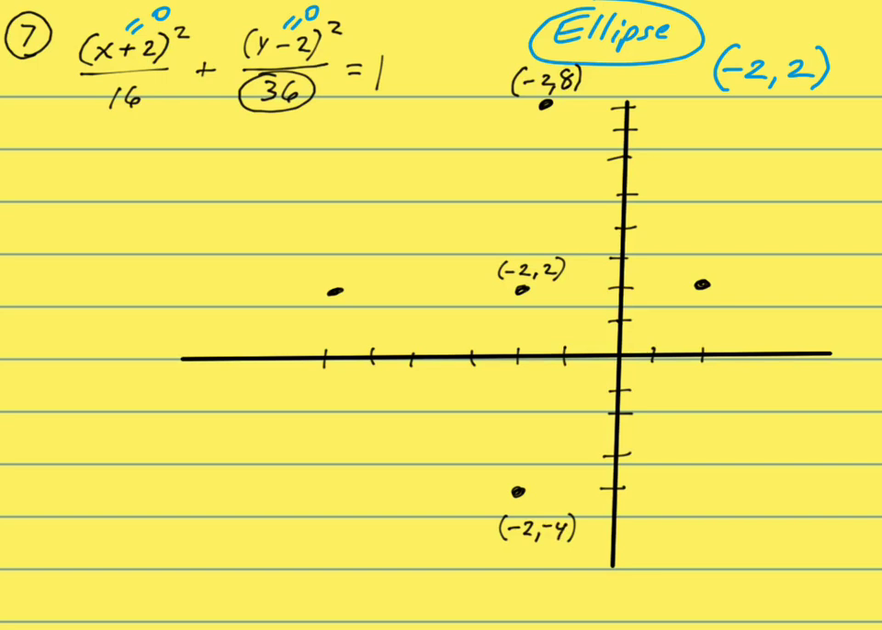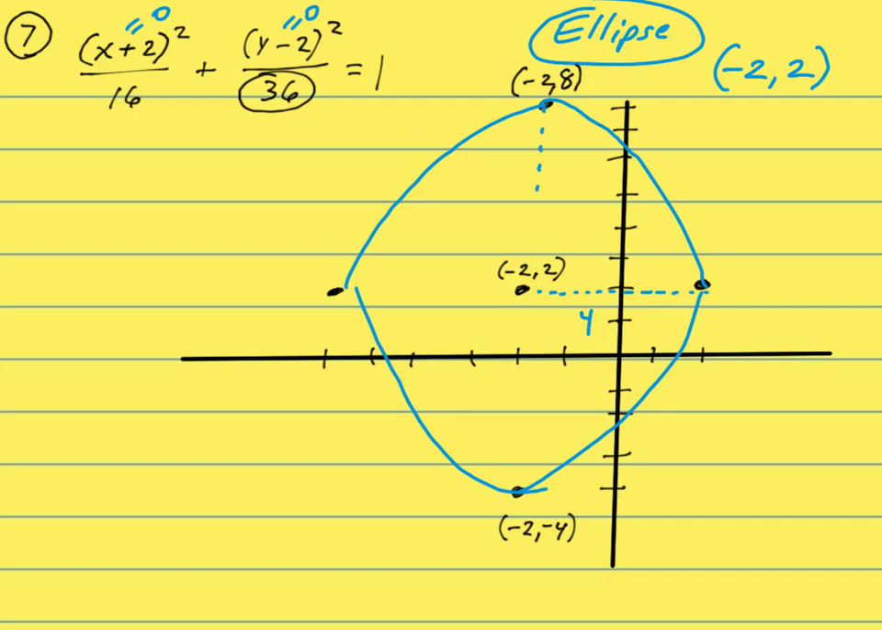So because this is an ellipse, I sketched the ellipse. Now it looks kind of circular. How far was it in the x direction? 4. How far was it in the y direction? 6.